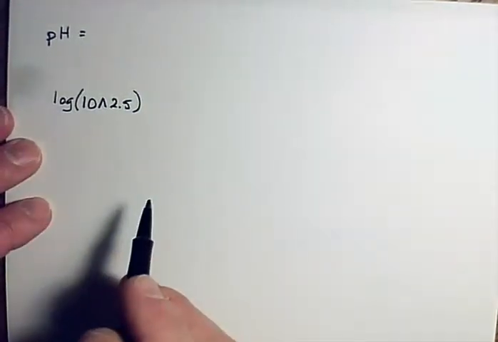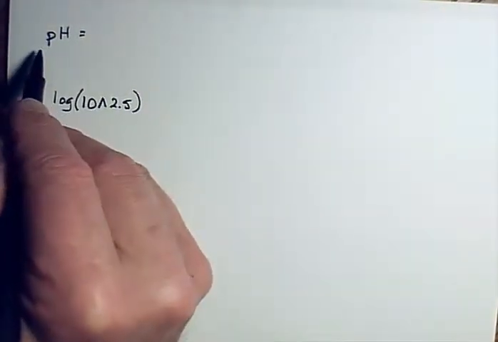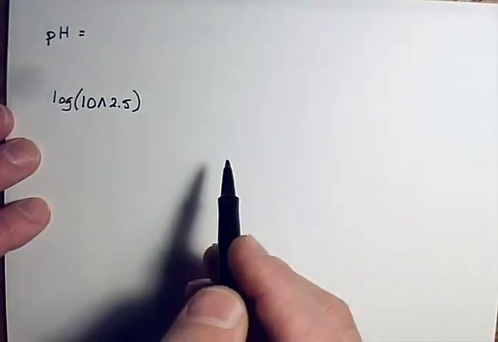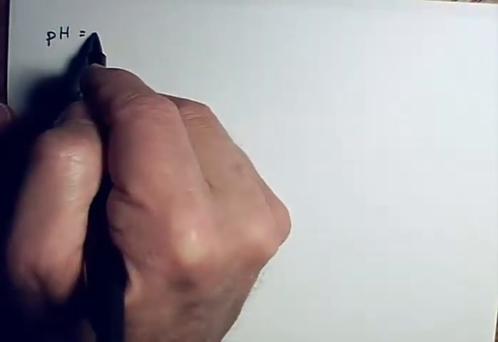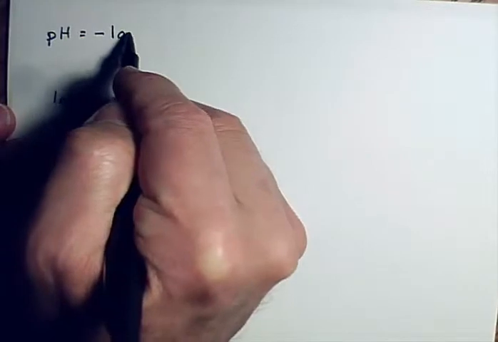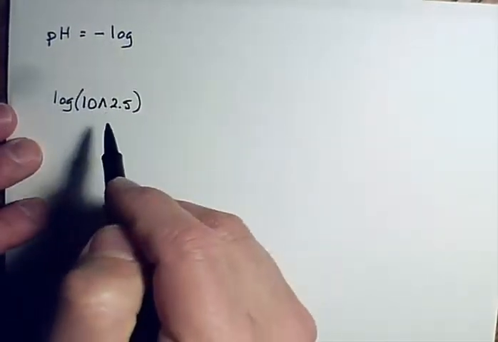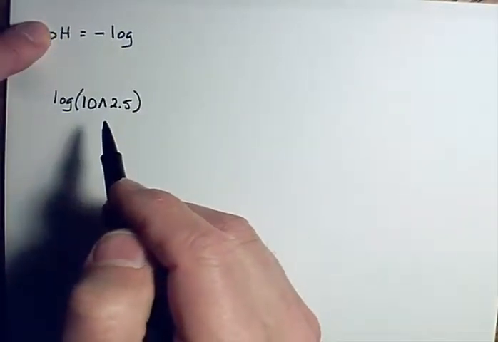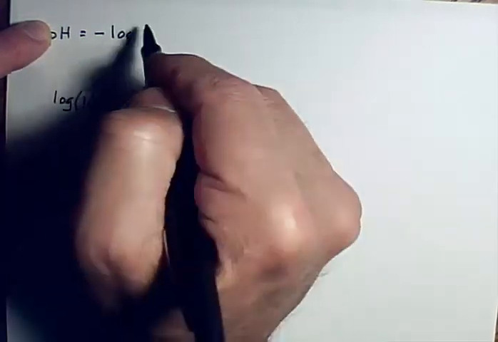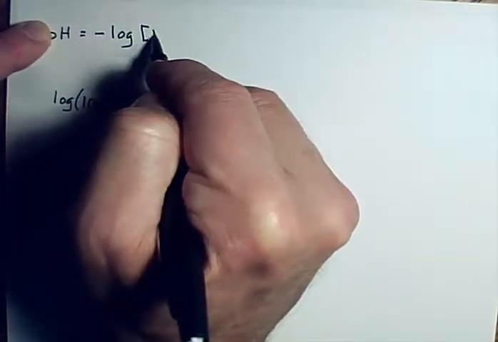Well, pH is the negative logarithm. The P part means negative. H is the hydrogen ion concentration. So the actual math is negative logarithm of whatever the concentration of the hydrogen ion is, and it's molar concentration. Okay? So you put it like this.